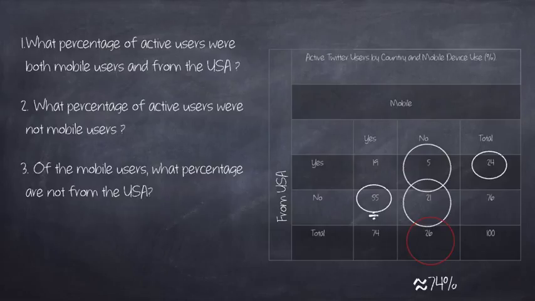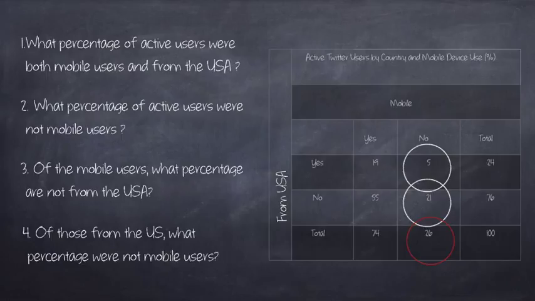So lastly, this question asks about conditional proportions in the other direction on the frequency table. It says, of those from the US, what percentage are not mobile users? What this requires a student to do is to find the total percentage that aren't mobile users, that's on the top right part of your frequency table, and divide it by the total percent of users from the US to get your conditional proportion.